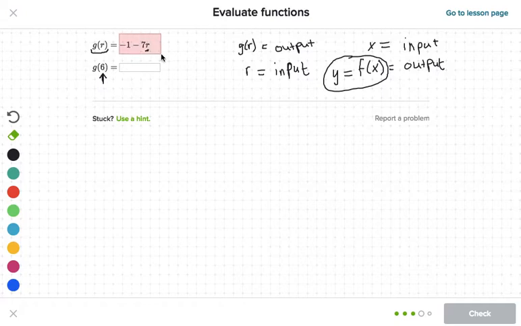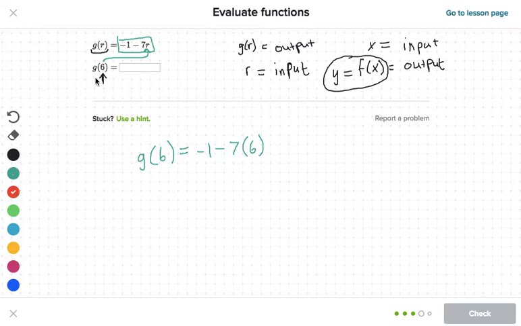Now it's quite easy to solve these, because all you actually have to do is take the expression you've been given and plug in the input value where it belongs. So this 6 is the r, and we're going to plug that right in there. So g of 6 is equal to -1 minus 7 times 6. This 6 here is specifically our input value. If we had g of 5, we'd be plugging in 5, and so on. So that's quite easy to solve, because we know that -7 times 6 is -42, and -1 minus 42 is equal to -43. So we know that g of 6 is -43.